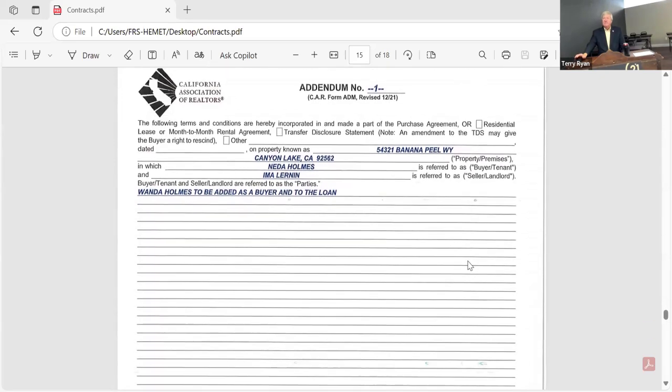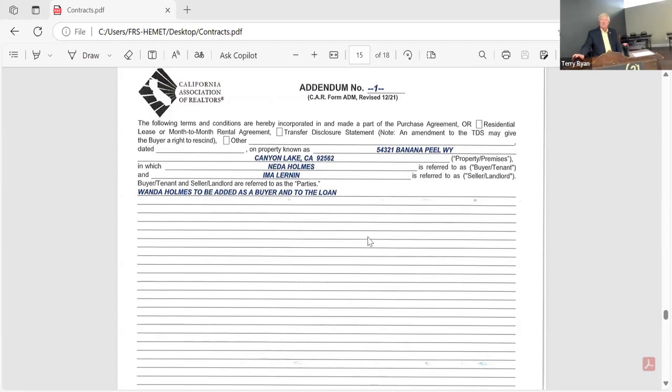All right, addendums. So things happen. On this one, let's see, Nita Holmes was buying the property, and her sister, Wanda Holmes, needed to be added to the contract, because maybe they didn't have enough income with just Nita. Maybe they needed a stronger credit report. Maybe who knows what they need. Maybe they just decided to buy the house together. And so now they want to be added to it. So you can do things after the fact. You just have to make sure that everybody knows about it. So Wanda is to be added as a buyer to the loan.